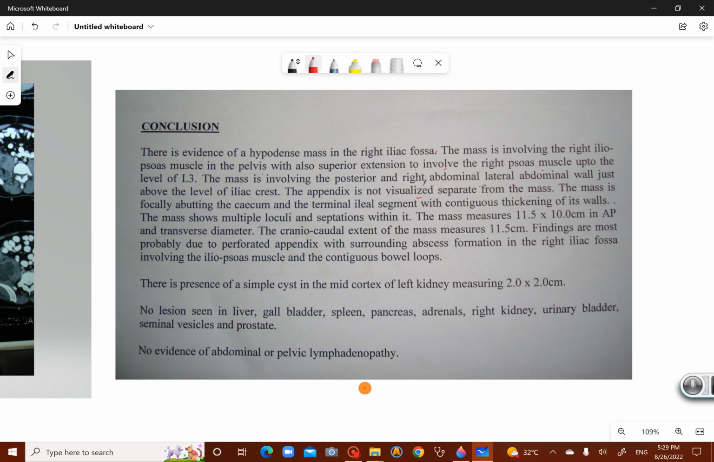The mass is focally abutting the cecum and terminal ileum segment with contiguous thickening of its wall. Mass shows multiple loculi and separations within it. Mass measures 11.5 by 10 centimeters in anteroposterior and transverse diameter. The craniocaudal extent of the mass is 11.5 centimeters. Findings are most probably due to perforated appendix with surrounding abscess formation in the right iliac fossa, involving the iliopsoas muscle and the contiguous bowel loops.